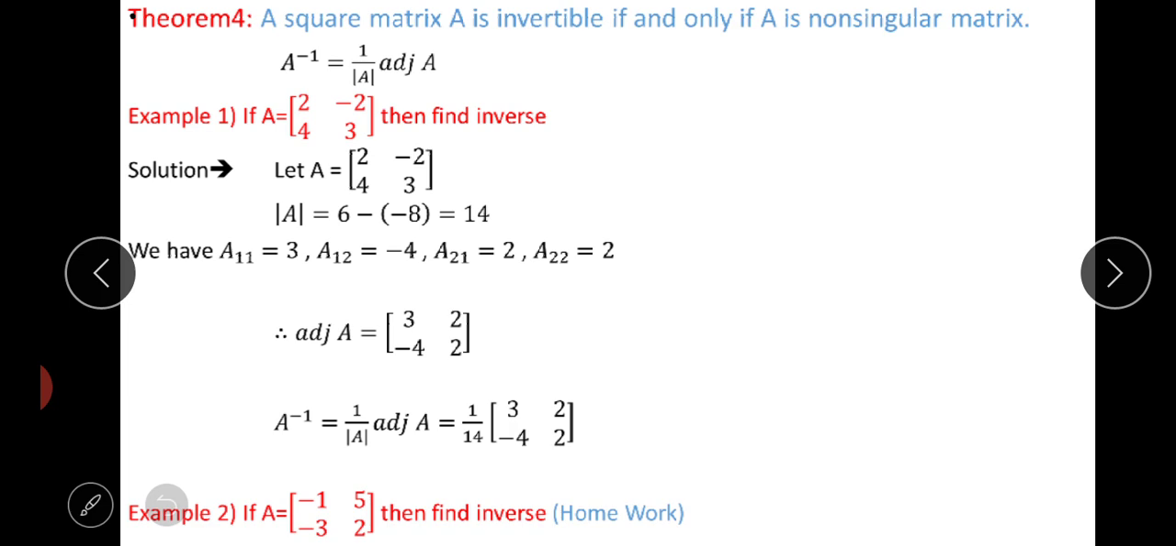How do I prove this theorem? If you multiply A into adjoint of A, it is equal to determinant of A into identity matrix. What I did there was multiply and divide by A inverse and determinant of A, and we will get this formula.